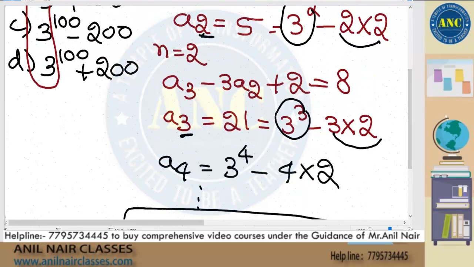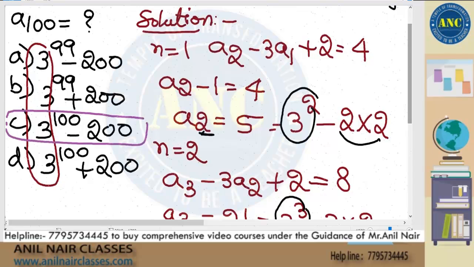A beautiful question. The answer is 3 power 100 minus 200. I hope the idea is clear.